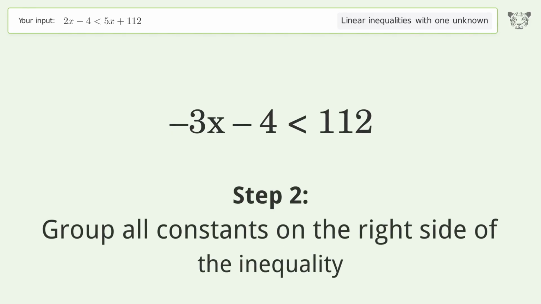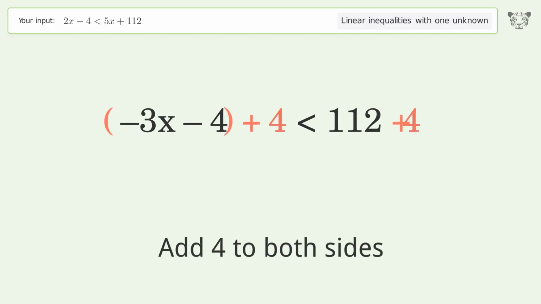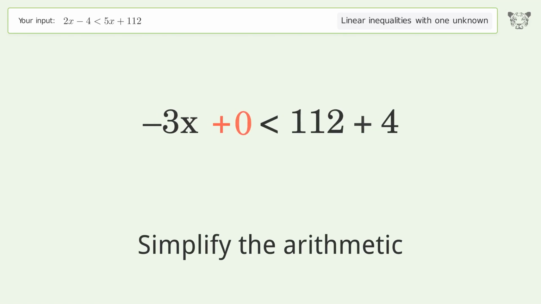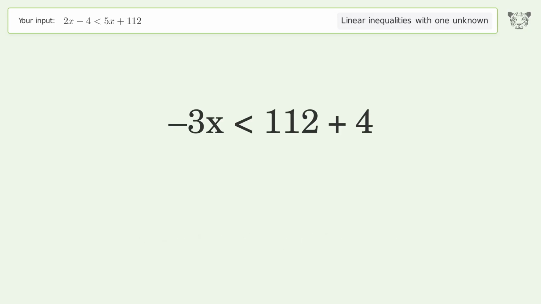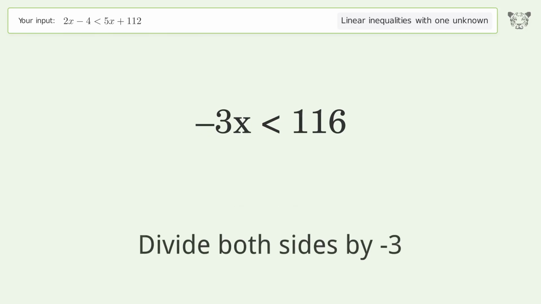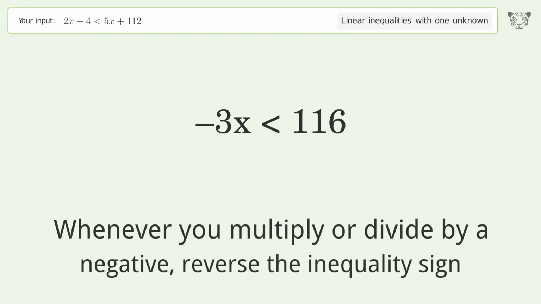Group all constants on the right side of the inequality. Add 4 to both sides. Simplify the arithmetic. Isolate the x. Divide both sides by negative 3. Whenever you multiply or divide by a negative, reverse the inequality sign.